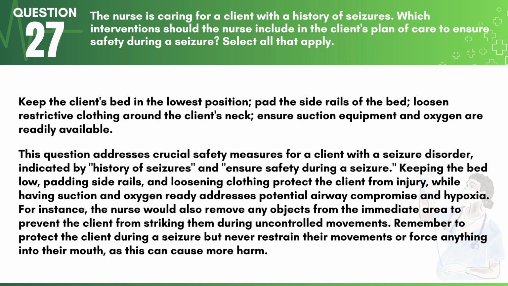Answer. Keep the client's bed in the lowest position, pad the side rails of the bed, loosen restrictive clothing around the client's neck, ensure suction equipment and oxygen are readily available. This question addresses crucial safety measures for a client with a seizure disorder, indicated by history of seizures, and ensure safety during a seizure. Keeping the bed low, padding side rails, and loosening clothing protect the client from injury, while having suction and oxygen ready addresses potential airway compromise and hypoxia.